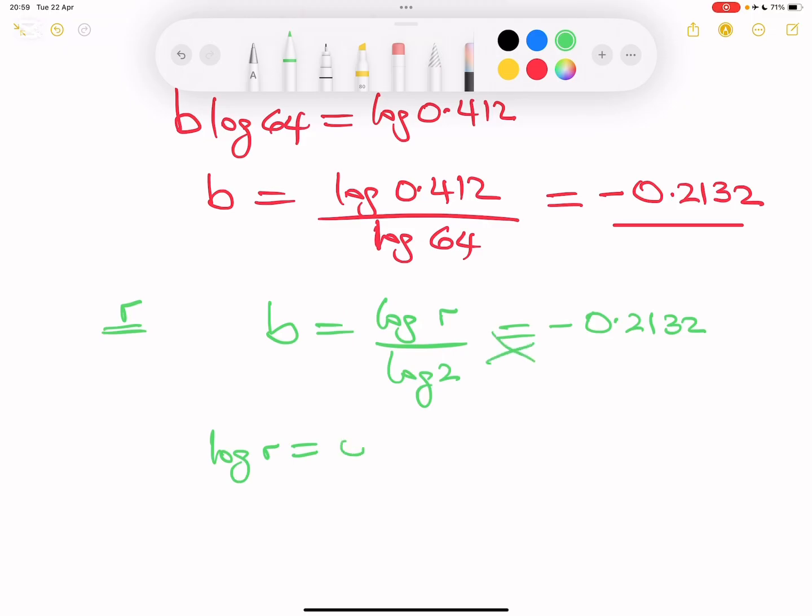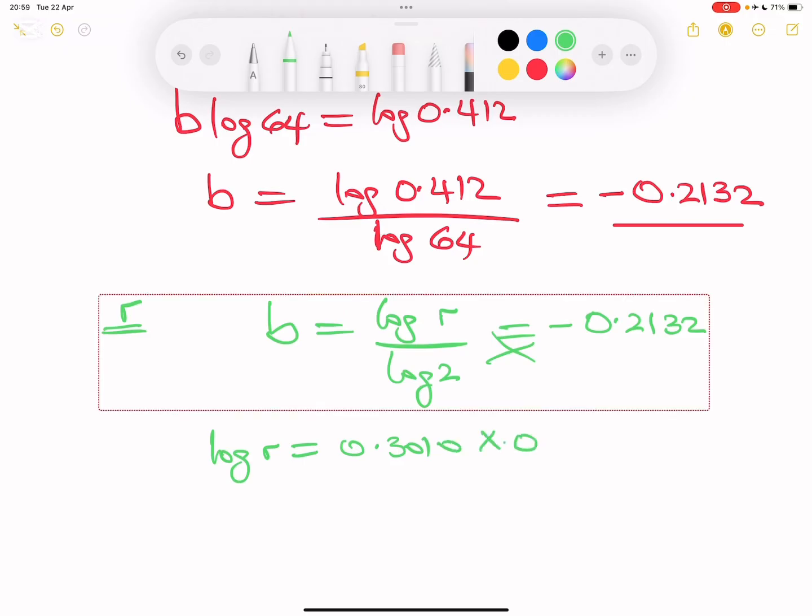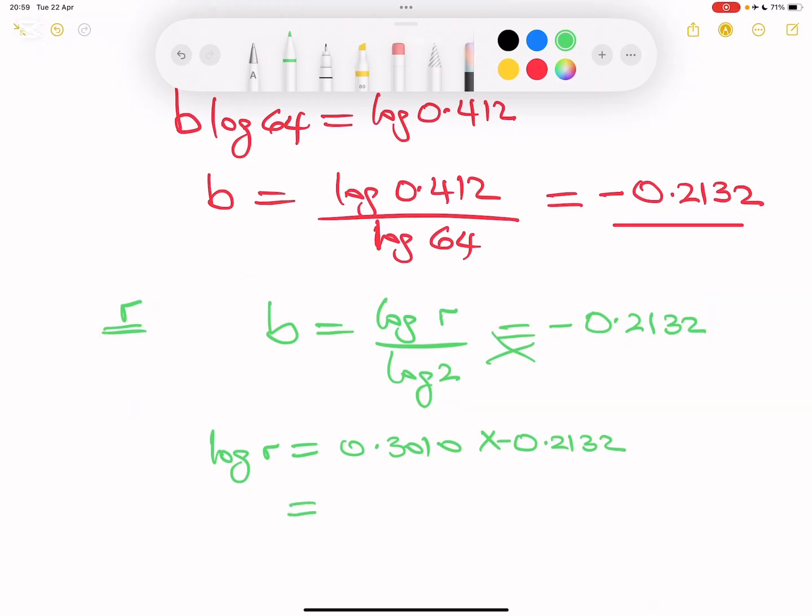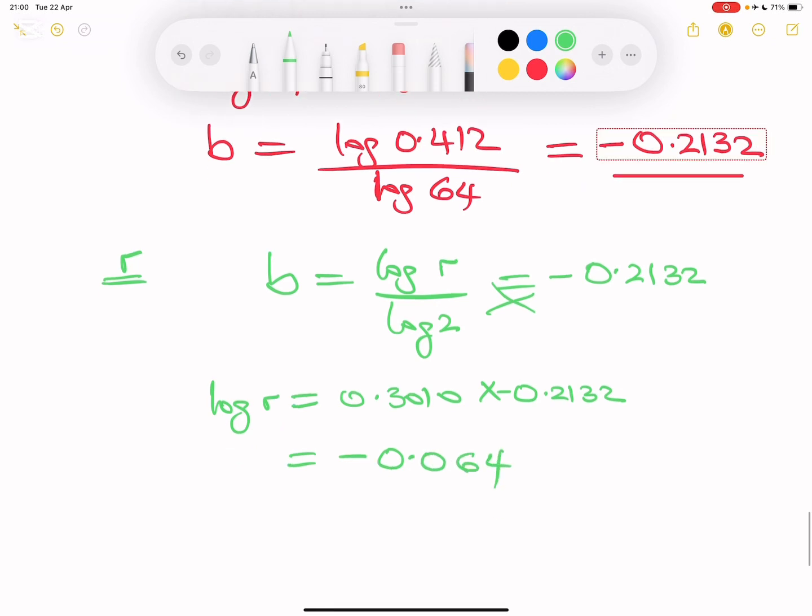log 2, which is 0.3010, then multiply by minus 0.2132. And that will be equal to negative 0.064. So that means log R is equal to this.